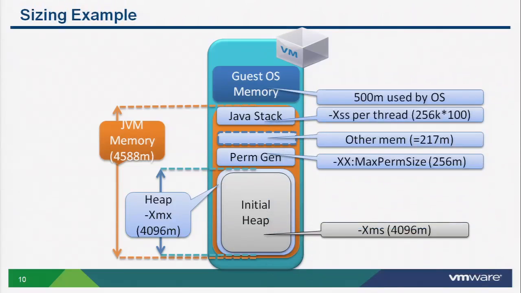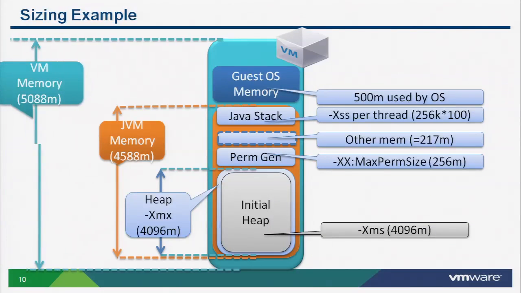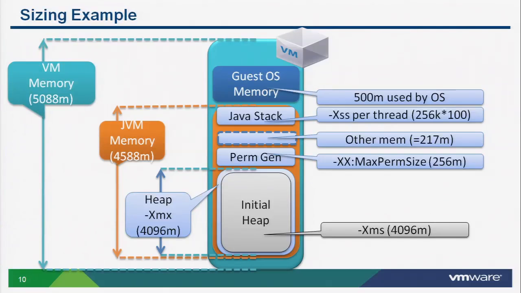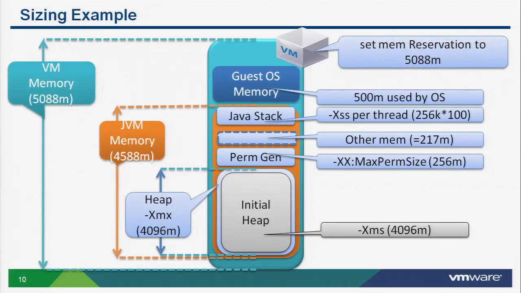And then for the guest OS, we need another half a gig. And then it turns out that a total VM memory, or if this was a machine, of 5 gig is needed. Now, in virtualization, there's a little technique called set reservation, which means give me actual physical memory. So the VM won't start up unless it grabs a hold of actual physical memory.